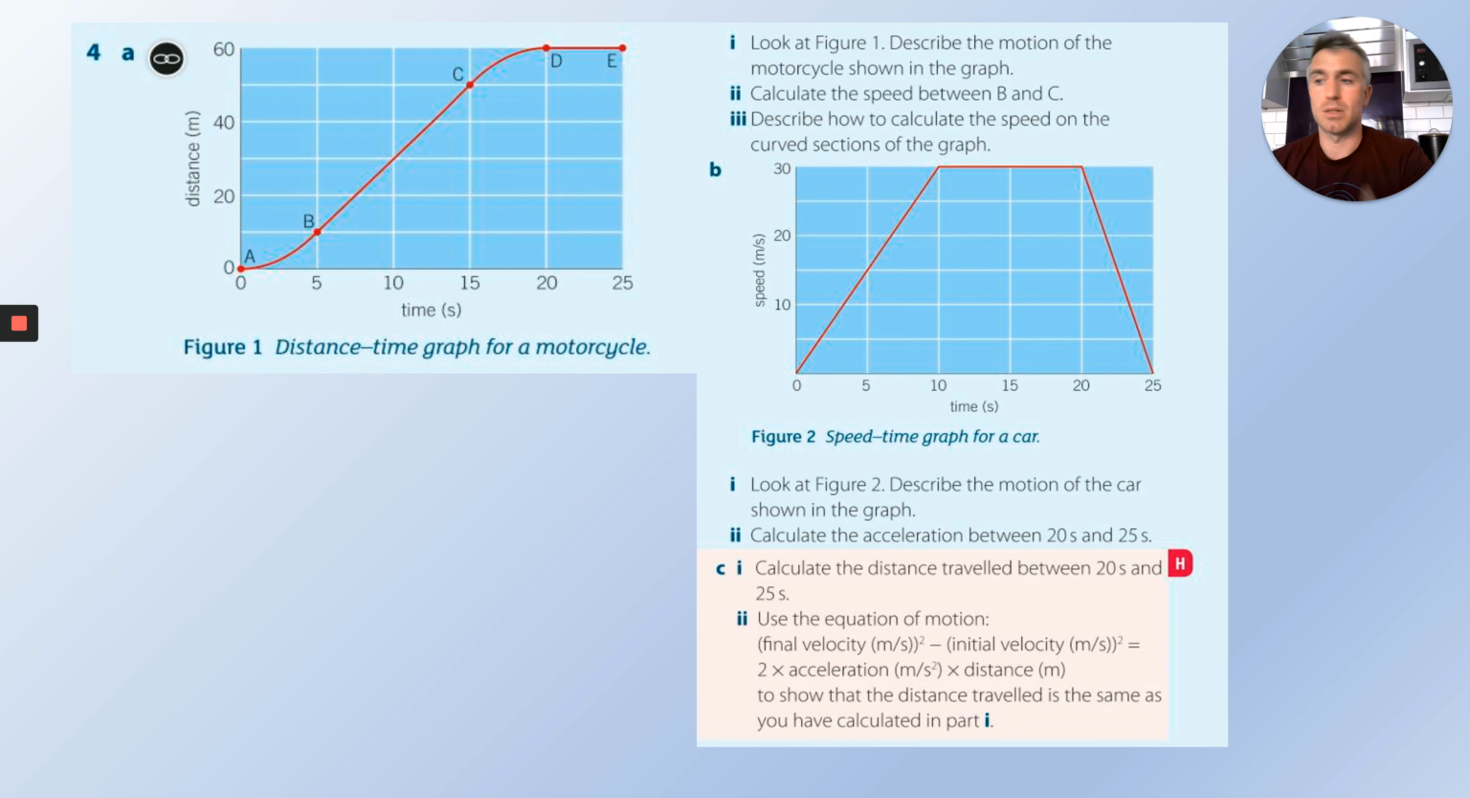So what happens? Speeds up, slows down. What is happening? When do those things happen? Talk about in time. Between 0 and 5 seconds, this happens. Between 5 and 15, this happens. Between 15 and 20, and then between 20 and 25.